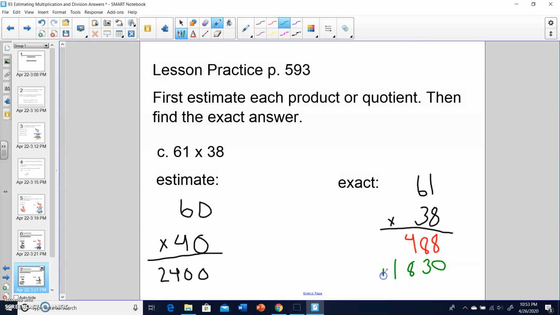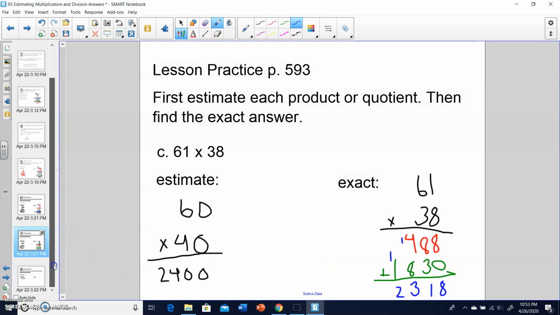Okay, now I'm going to add these together, and hopefully I end up close to my estimate. 8 plus 0 is 8. 8 plus 3 is 11. 8 plus 4 is 12, plus 1 is 13. Carry up my 1. 1 plus 1 is 2. Okay, so 2,318 is pretty close to 2,400, so I'd say our estimate is correct.